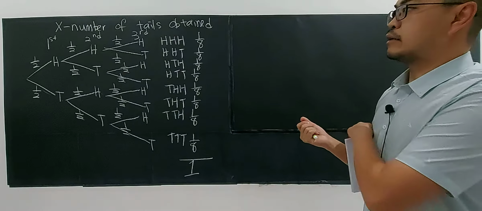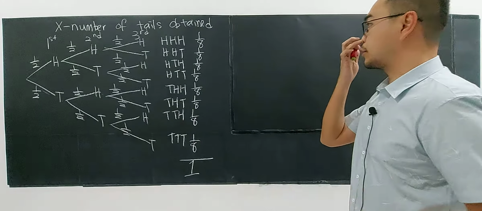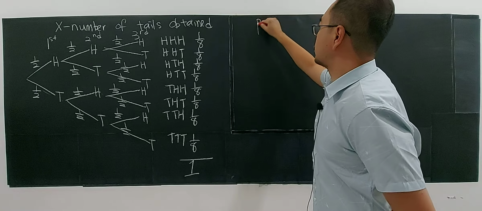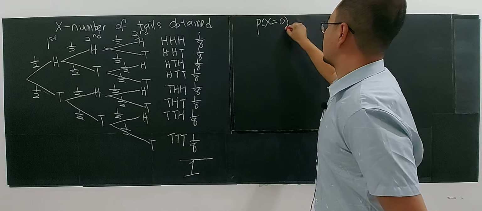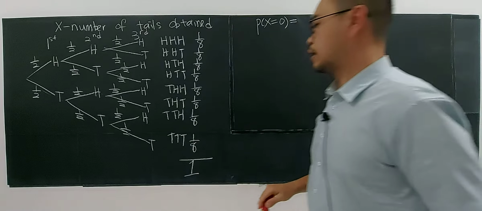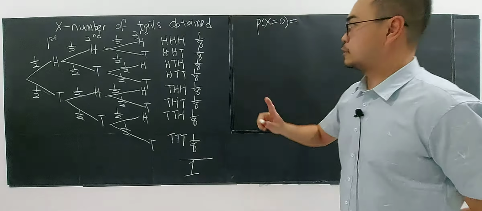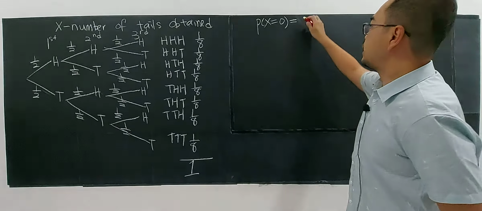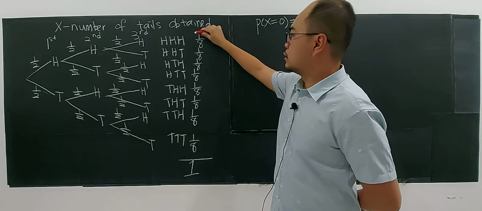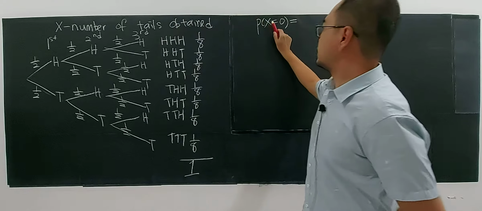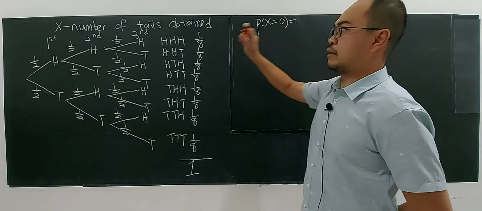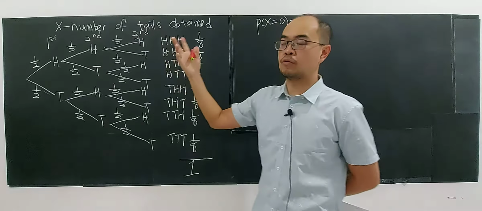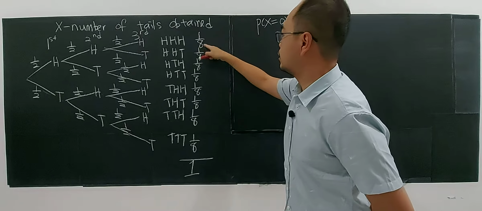To verify that this is a discrete random variable, we have to find P(X = 0). What does P(X = 0) mean? It means the probability of getting 3 heads, with no tails. Is there any tail? No, so X equals 0. How much is the probability? 1 over 8.